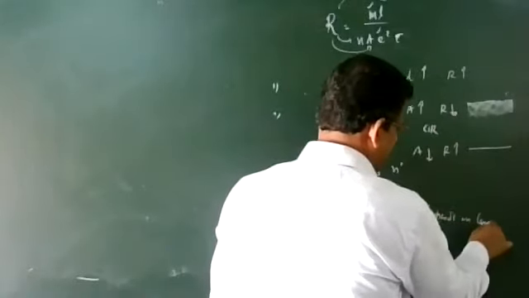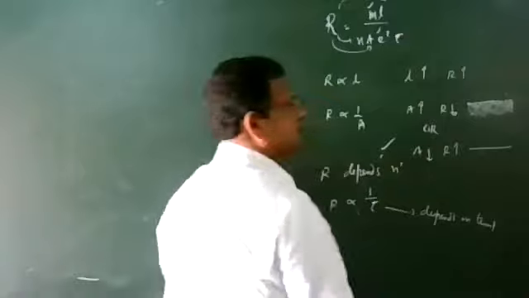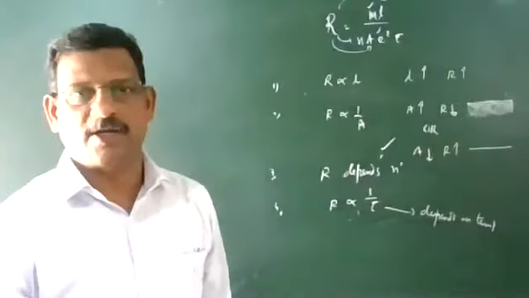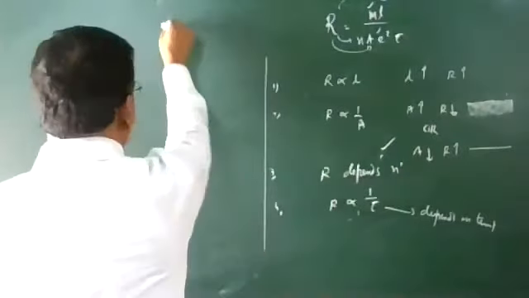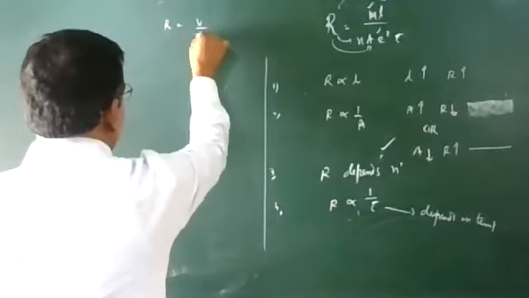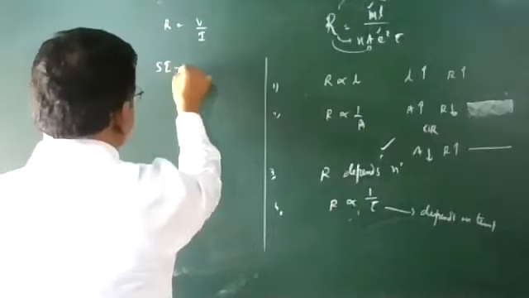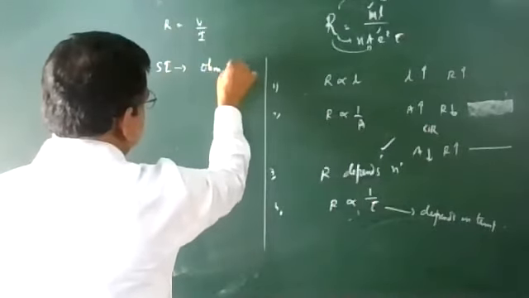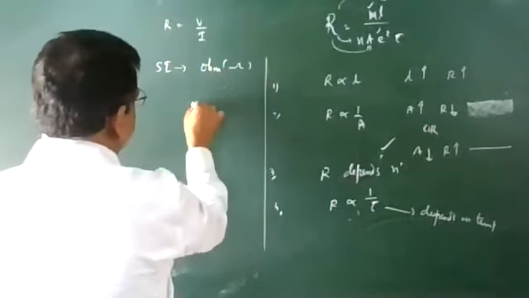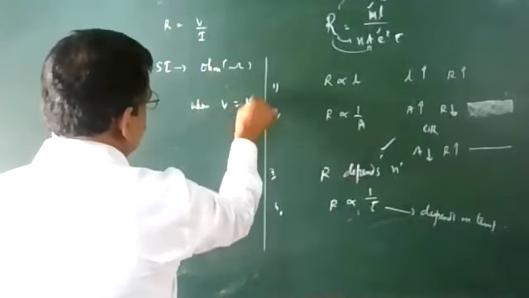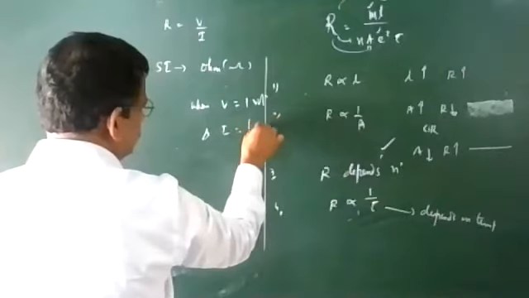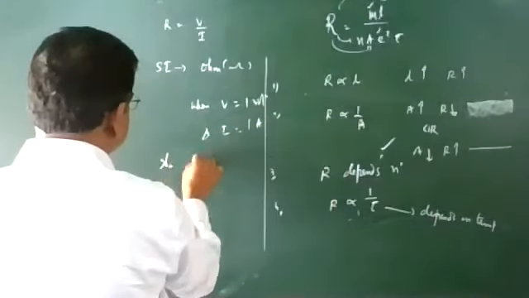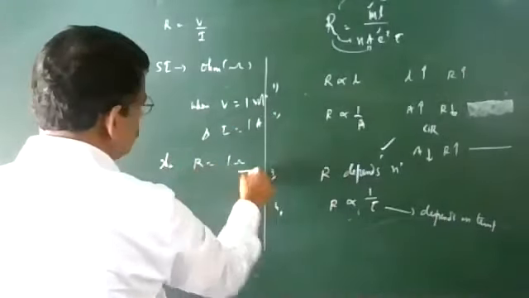It depends on temperature. These are the different factors on which the resistance of a conductor depends. Okay. And we can define the unit of resistance: R equal to V upon I. The SI unit is ohm. When you apply a potential difference of 1 volt and a current of 1 ampere is flowing, then the resistance of that conductor is said to be 1 ohm.